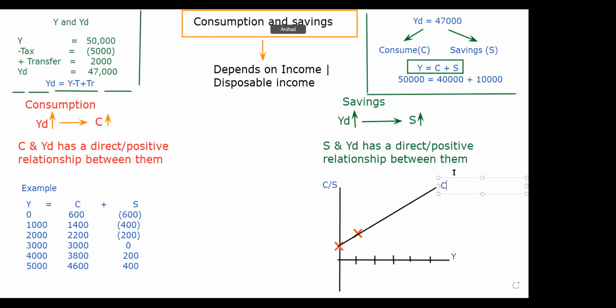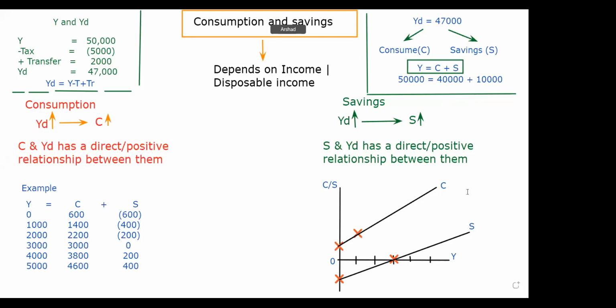How is my savings curve going to look like? Savings, when my income is zero, I am saving minus 600. You all know a graph, basic mathematics. So if this is zero, minus 600 will be somewhere around here. At the level of 3,000, my savings is zero. So if this is 1,000, 2,000, 3,000, this is where savings are zero. So my savings will look like this. This is how my savings curve would look like. Understood? That is how you plot that into a graph.